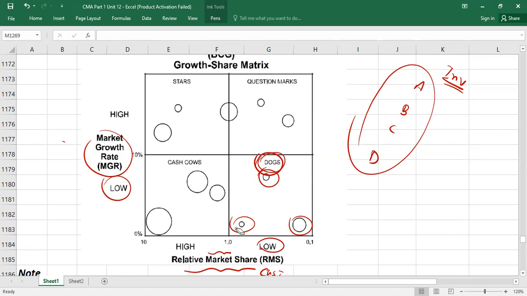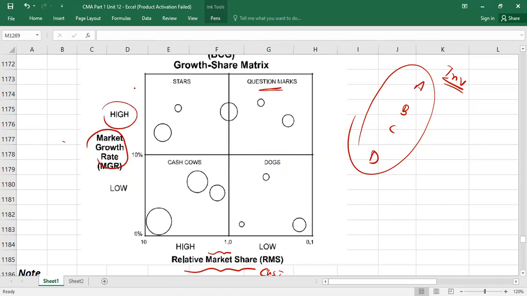Then guys, we have a second quadrant. Now I'm going to explain question marks. What is a question mark? Market growth rate is high, meaning you have potential to grow, but your relative market share, meaning the customer base, is low. Then you will fall under this quadrant. What does it mean? You have potential to grow, but your customers are fewer. You need to think why my customer base is less when I have potential to grow. If you have any investments which fall here, where you have fewer customers but potential to grow is high, those investments are called question marks. If any company falls under this quadrant, those are called question marks.